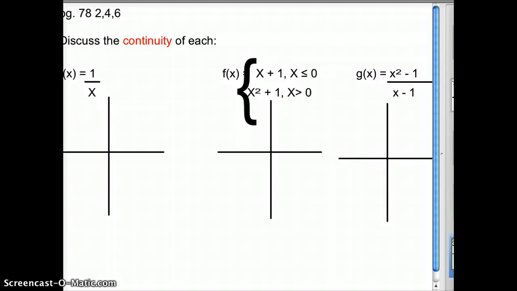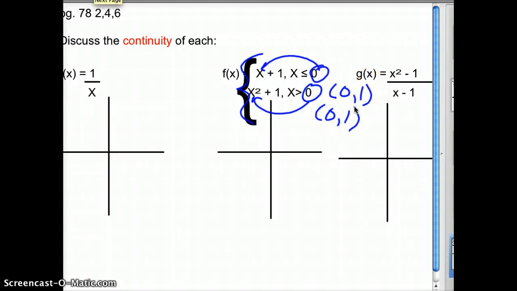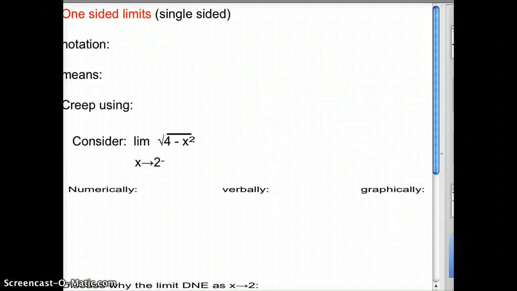So also know how to deal with piecewise functions. If it's going to be continuous, it better meet on that fence. So you have to plug that fence in there. If you get the same value, like on this one, when I put in a 0, a 1 comes out. When I put in a 0 on this one, a 1 comes out. It means those functions are meeting there. So know that you need to plug those in.